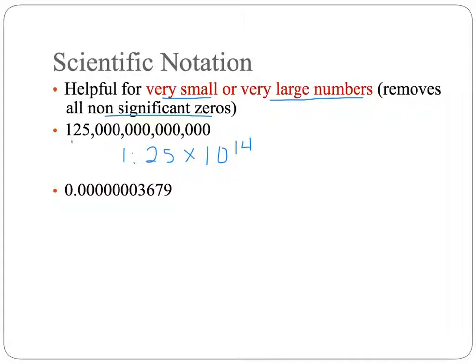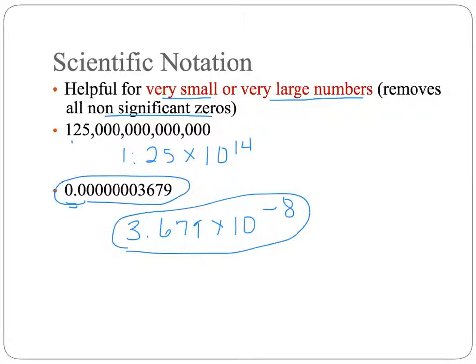In the second example, we've got a very, very small number, the decimal place way over here in front of 7 zeros. Again, we're going to write that as 3.679 times 10 to the negative 8, because we're moving it 8 places to the left. We call these forms of the numbers the expanded form, as compared to the scientific notation form. If you have a positive exponent in scientific notation, you have a very large number, and the decimal point is going to move to the right. If you have a negative exponent, the decimal point is going to move to the left.